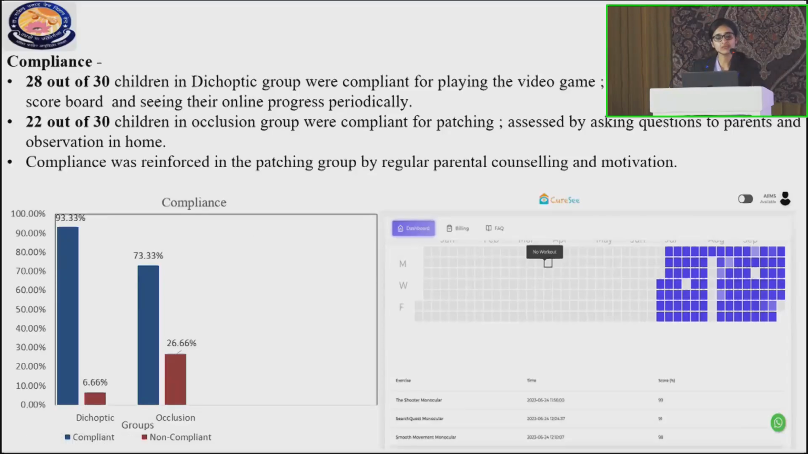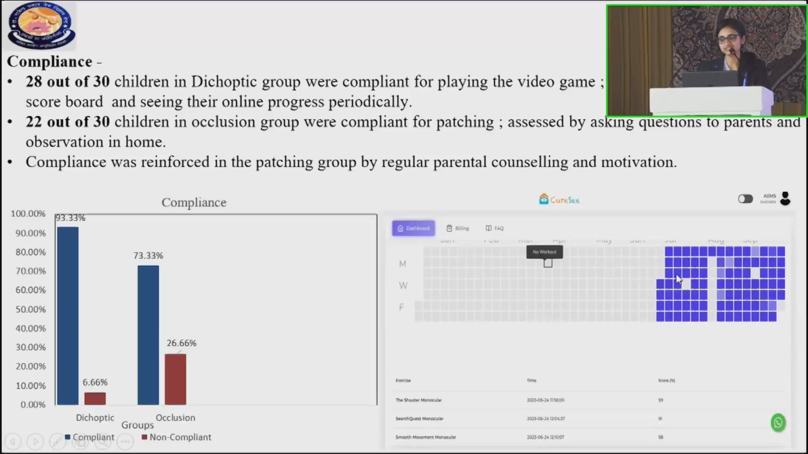The secondary aim of the study was to see the compliance between both the groups, and we concluded that out of the 30 children in both the groups, 28 out of 30 in the dioptic group were compliant for playing the video game, which was assessed by monitoring their scoreboard and seeing their online progress periodically. As you can see in the picture, we used to log in with their credentials and have a look at how the child is performing.